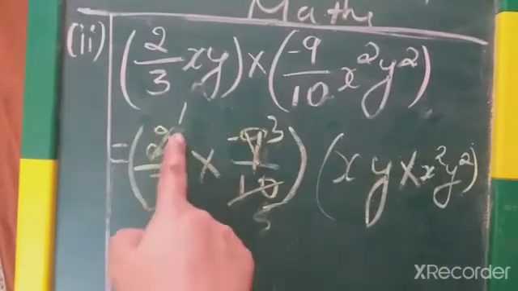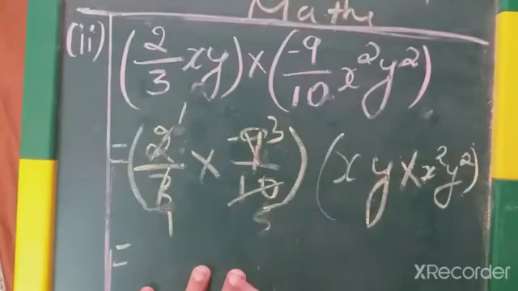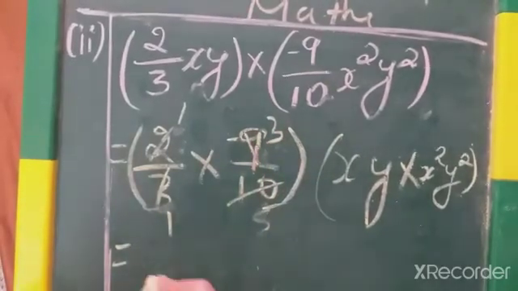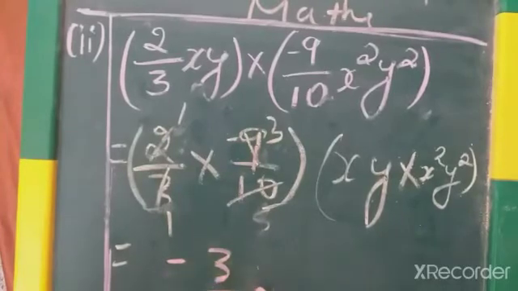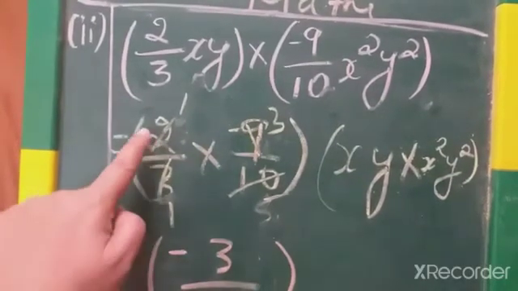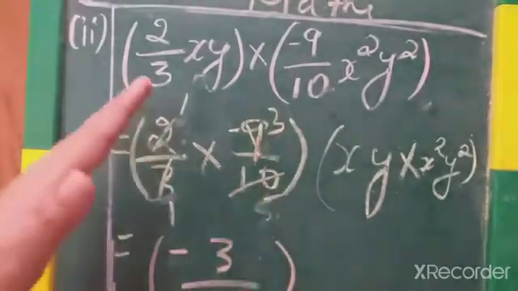2 ones are 2, 2 5s are 10, then 3 ones are 3, 3 3s are 9. Now the answer: 1 into 3 is 3, minus symbol is there, minus 3 by 1 into 5 is 5. Reducing the value: 2 ones are 2, 2 5s are 10, 3 ones are, and 3 3s. Up and down you have to cancel.